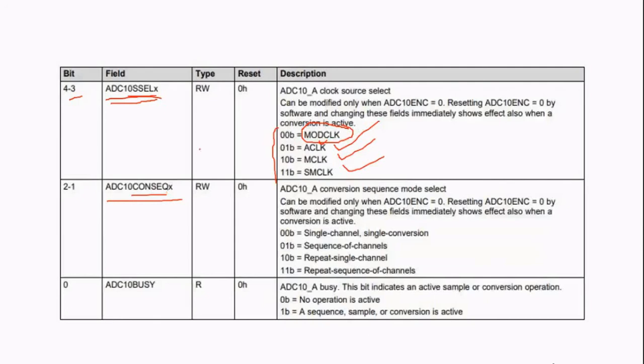If you choose 00, it means single channel, single conversion. 01 is sequence of channels, which means more than one channel. How many channels are there? 7 capture registers are there, so 7 different channels are there. 10 means repeat single channel. 11 means repeat sequence of channels. So these 4 options are there. You can select any one, whichever is required according to the application.